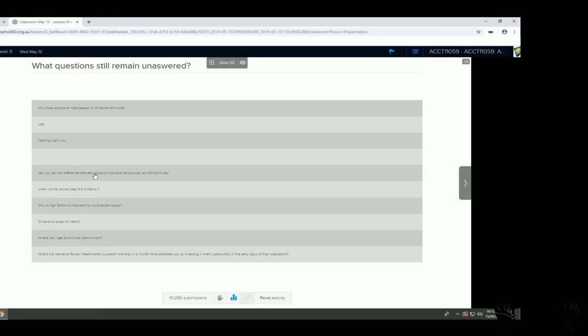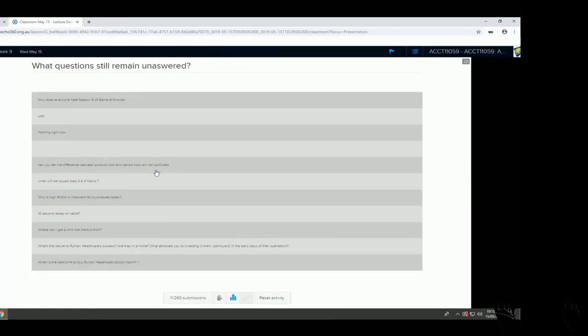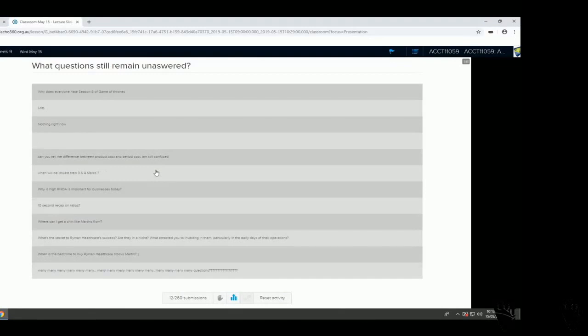Can you tell me the difference between product costs and period costs? I'm still confused. That's an excellent question. This is fundamental to understanding management accounting. Product costs are those costs that we attach to products. When we spend some money on something and pay cash for it, that's an asset, and that's going to be a credit. We're going to drop the cash. But if we attach that cost to a product, it'll go into an asset. So we increase an asset and reduce an asset: reduce cash, increase inventory. So no effect on our profit.